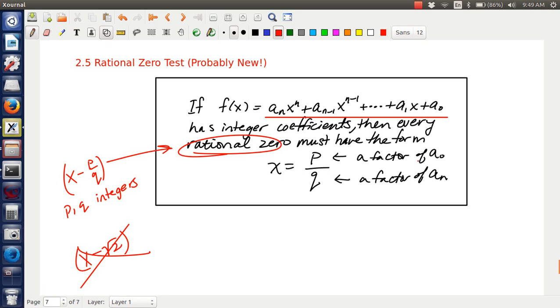This is nothing new. Okay, so this part is new. If it's rational, it has to have the form p over q. But the point is, the numerator has to be a factor of this guy, and the denominator has to be a factor of this guy.